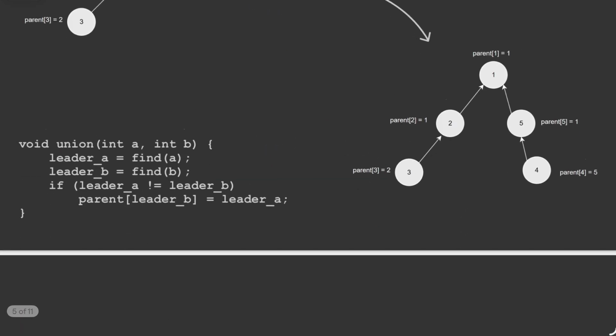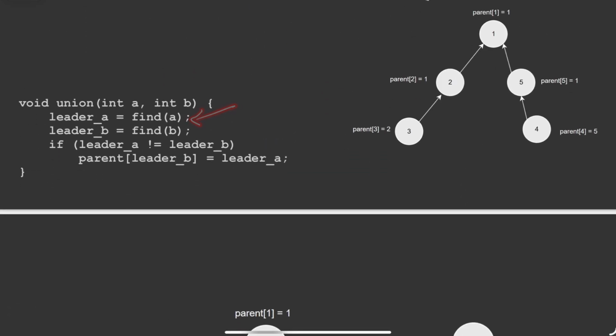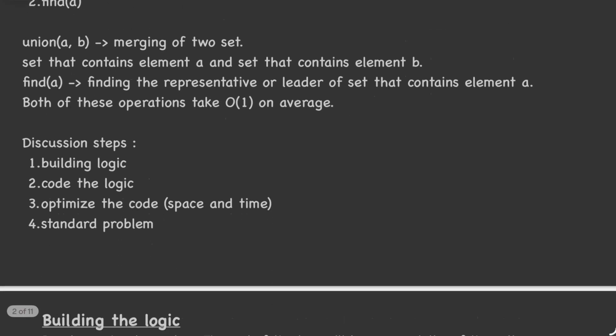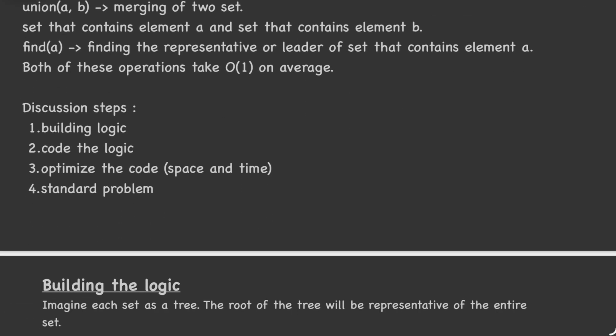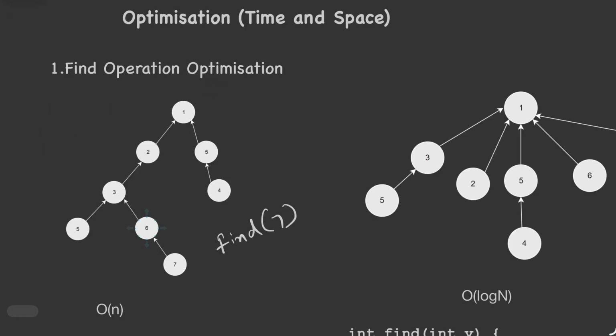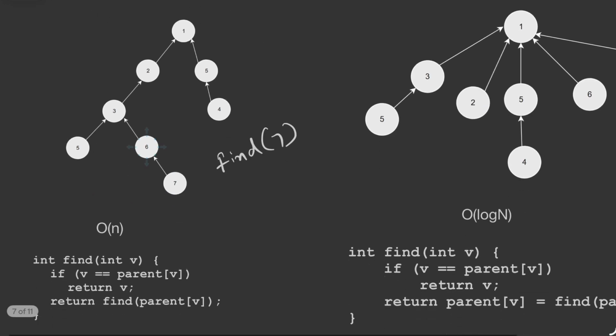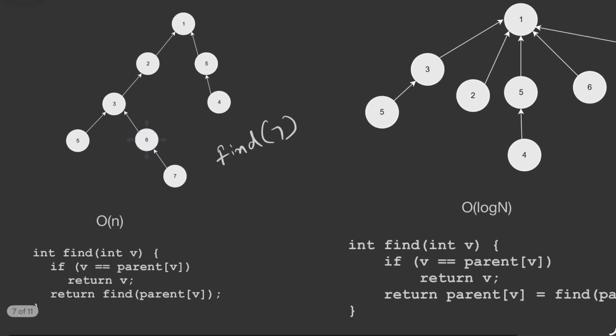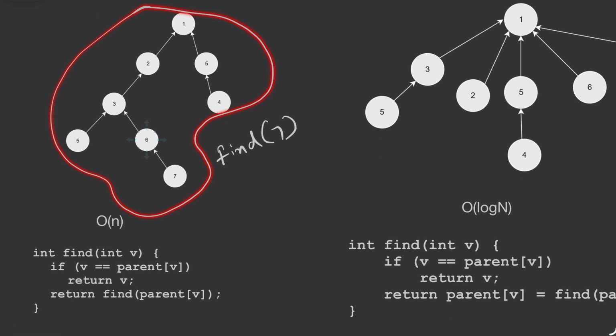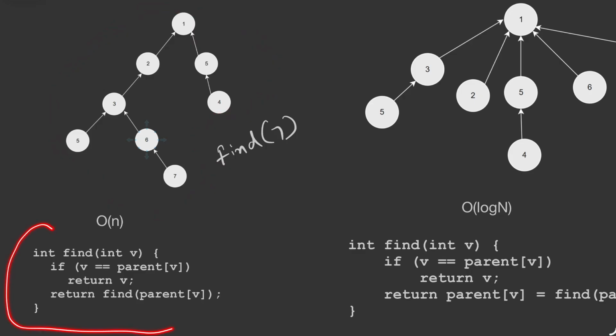And if you look at the union operation, we are calling find operation twice. So if the find operation has O of n time complexity, the union operation will also have O of n time complexity, right? This is the time complexity of our current implementation. But if you look at the requirement, it says that we need to have constant time on average for both of these two operations. So in this step, we are going to discuss the optimization on find and union. So let's start from find operation optimization, right? On the left hand side, you have a set which is represented in the form of a tree, and you have the current implementation as well on the left hand side.